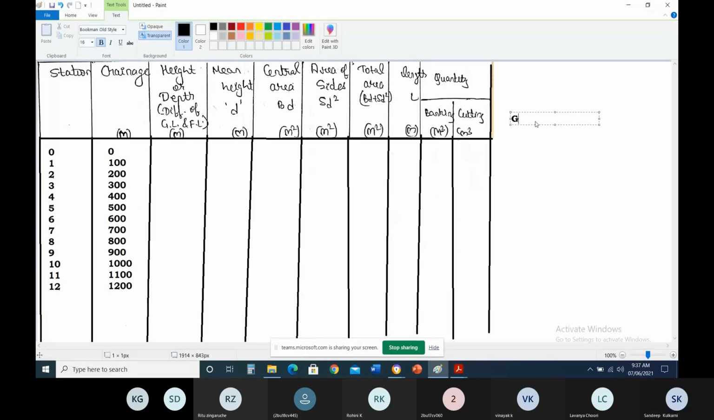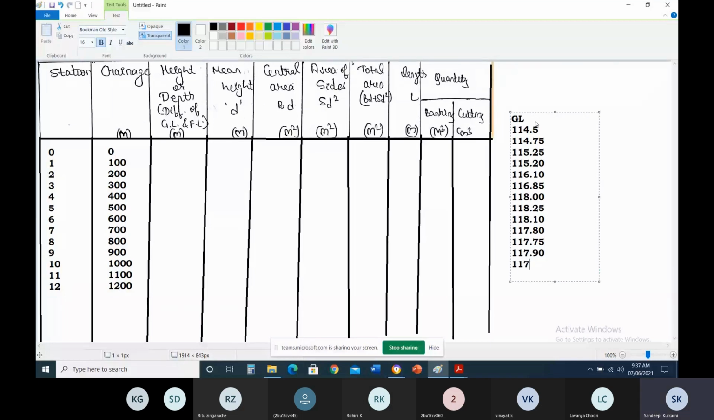So what I'll do is note down the ground level values as per the given question: 114.5, 114.75, 115.25, 115.20, 116.10, 116.85, 118.00, 118.25, 118.10, 117.80, then 117.75, 117.90, then 117.50.